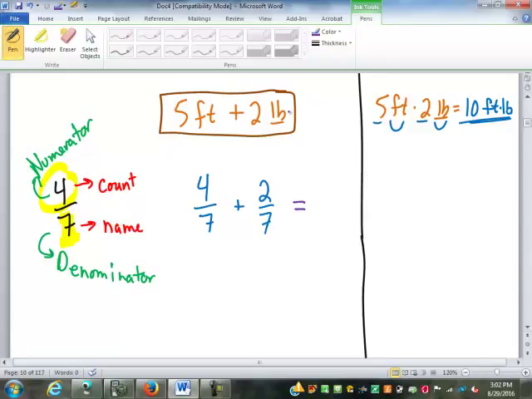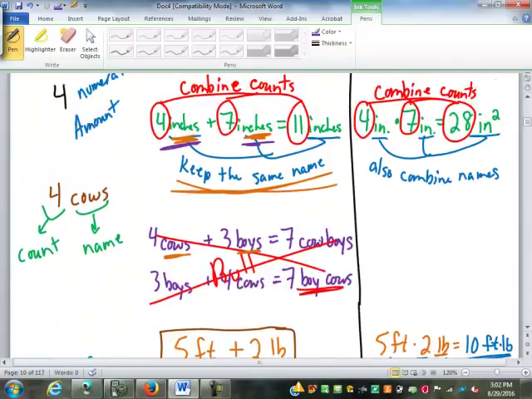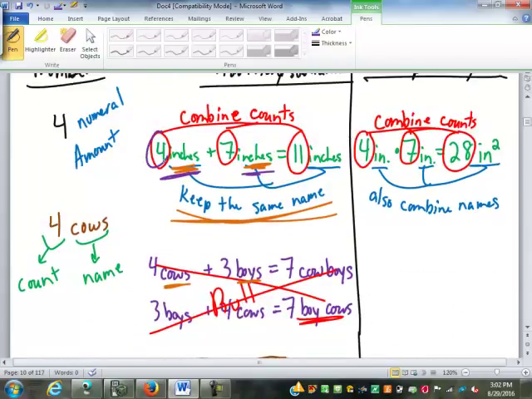So then that same teacher told us when you add fractions, you're going to combine the numerators, right? Add the numerators. 4 and 2 make 6, and keep the common denominator, sevenths. Again, that's not a special rule for fractions. Anytime we add numbers, we combine the counts, and then we keep the same name.